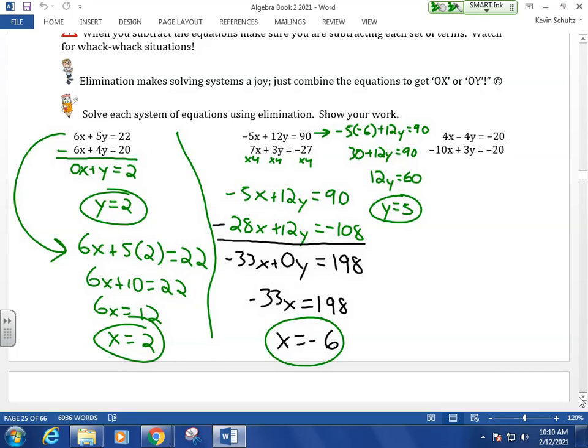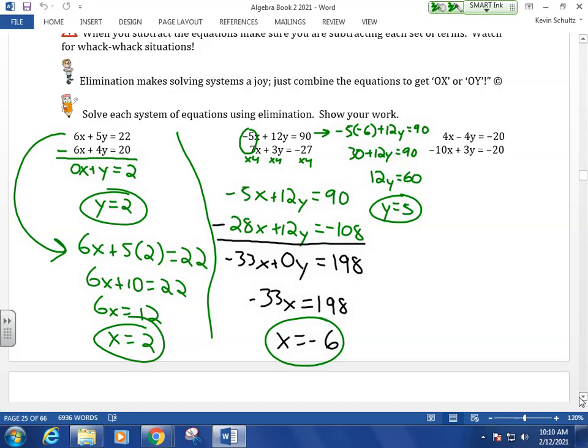Sorry, ask it again. Why multiply by those numbers? Because I notice here that my options are either getting my x coefficients the same, which for my x values, negative 5 and 7, I'd have to get to 35, which means I'd multiply both equations by something, negative 5 by 7 and 7 by 5.